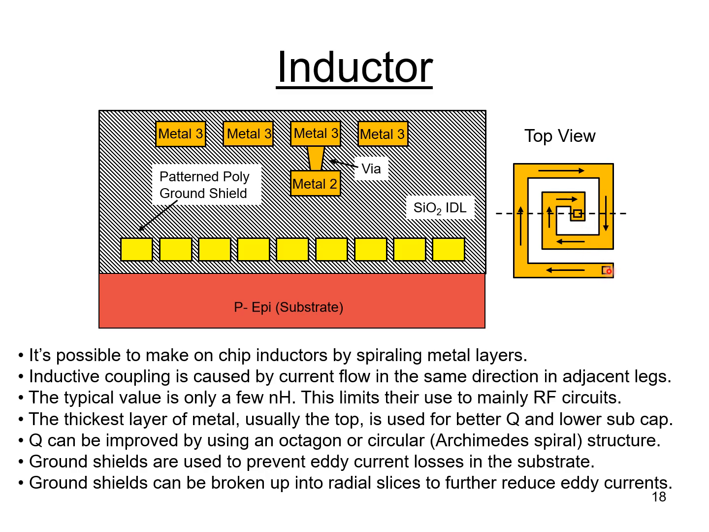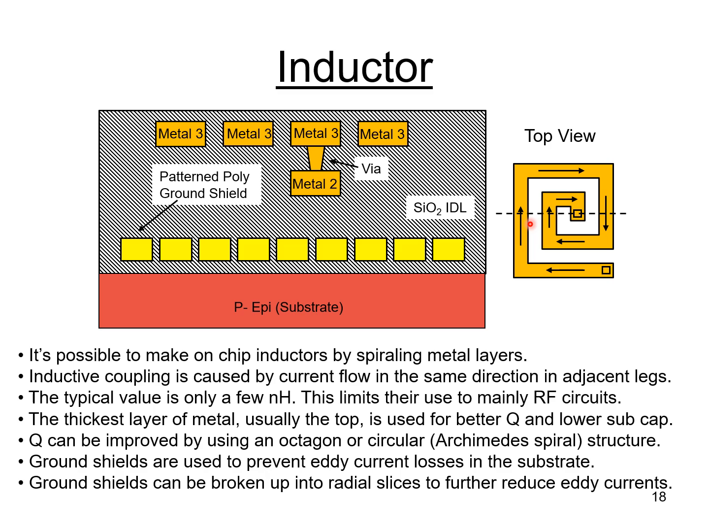Now the inductive coupling is caused by current flowing in the same direction in adjacent legs of the spiral. You can see I've drawn some arrows on the spiral here to indicate the direction of current flow, and you can see some adjacent legs there. The currents are actually flowing parallel to each other, so you will get some magnetic coupling between those legs. The typical value of this type of inductor is just a few nanohenries, and because of that, it pretty much limits their use to RF frequencies, probably 2 gigahertz or greater.